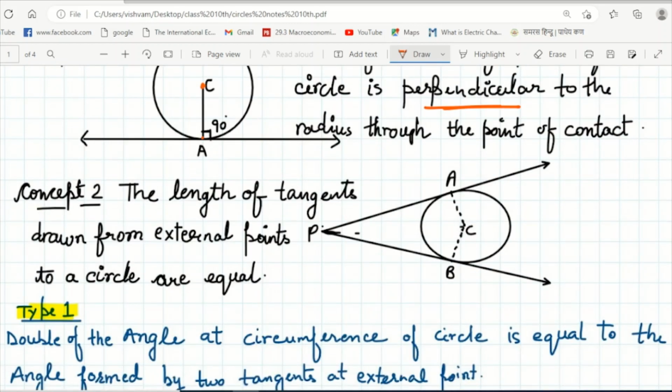Now the second one. In the second concept you will observe that P is an external point, and from this external point on the circle there are tangents drawn, and the tangents are always equal. So tangents are equal: PA equals PB. This is the main thing which you should memorize. The lengths of tangents drawn from an external point to a circle are equal.